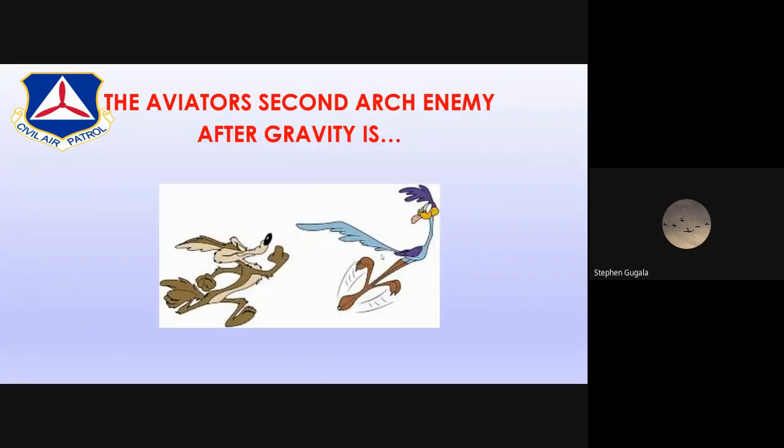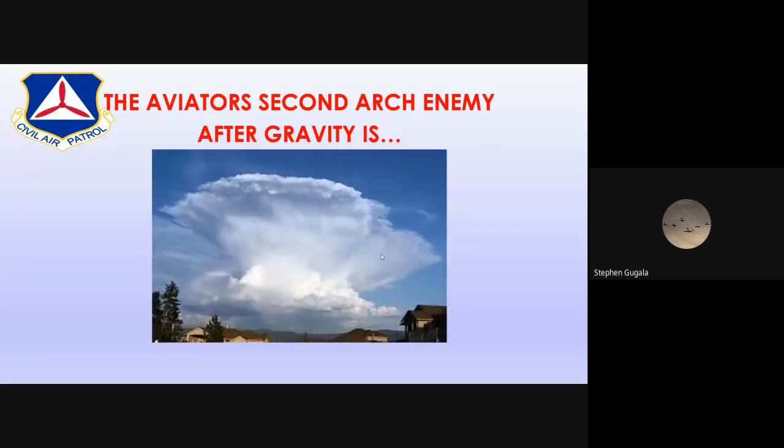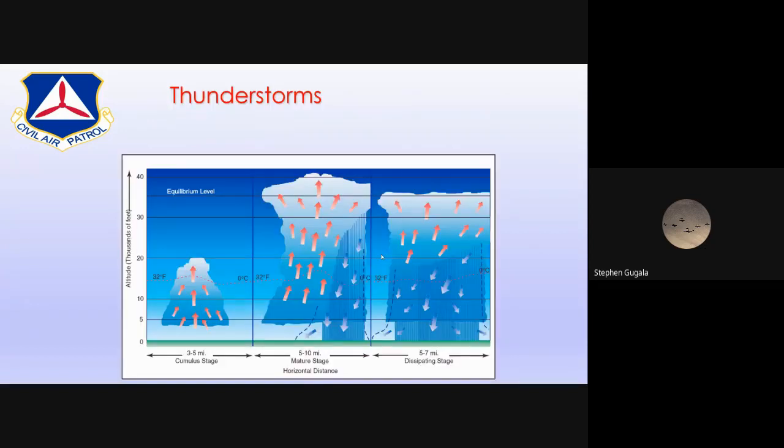Oh, we've talked about cloud cover and visibility. And we've talked about getting bounced around. The aviator's second arch enemy after gravity is a combination of all of these things, the thunderstorm. The thunderstorm is a high energy force of nature that is always a threat to aviators, whether it's in the developing stage or it's finally gone past mature and is just flat out dissipating and coming apart. It is not something to be messed with, not something to take, especially a small airplane, anywhere near.